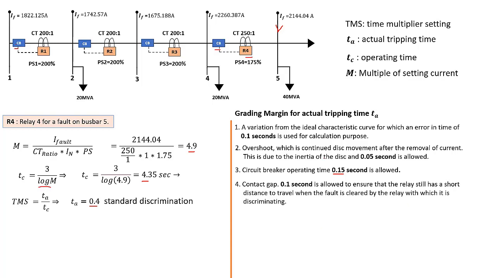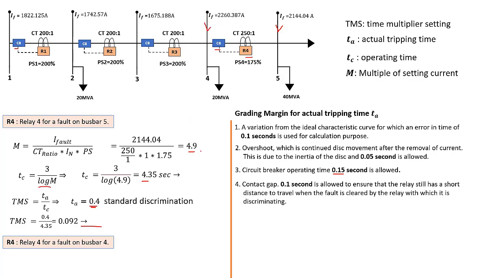So if you add up all of these factors, you're going to get 0.4. That's where the 0.4 standard discriminations is taken into account. So now continuing for our TMS calculation, we find a value of 0.092. Now moving on, we then go to relay 4 for a fault on busbar 4.